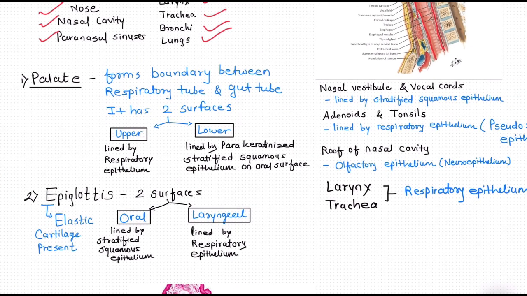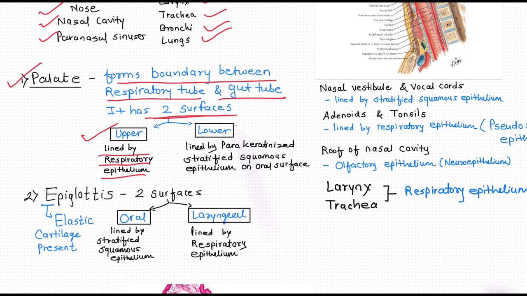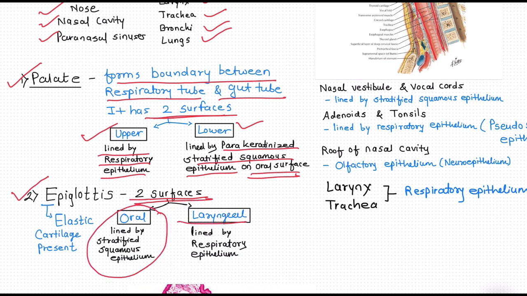Let's see further structures. The first will be the palate, which forms the boundary between the respiratory tube and the gut tube. It has two surfaces. The upper surface is lined by respiratory epithelium, whereas the lower, oral surface is lined by parakeratinized stratified squamous epithelium. Then comes the epiglottis. The epiglottis again has two surfaces, an oral surface and a laryngeal surface. The oral surface is lined by stratified squamous epithelium, whereas the laryngeal surface is lined by respiratory epithelium, which is ciliated columnar epithelium. The epiglottis is cartilage, so elastic cartilage is present.